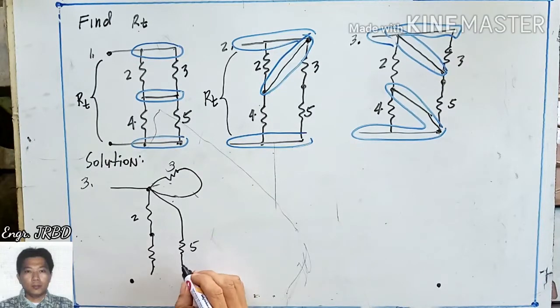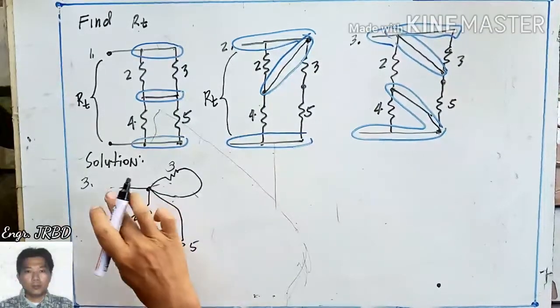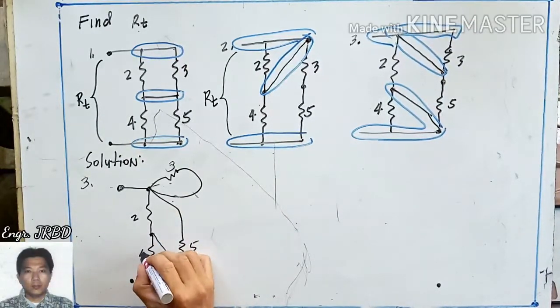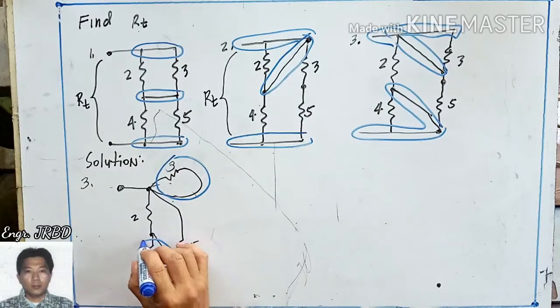Where is 5 connected? There, this one. And this will be the other terminal. So if this is your other terminal, this one is your other terminal. 2, 3, 4, and 5. You will see from the diagram that your 4 ohms is also short-circuited. So this is out of the circuit. This is also out of the circuit.